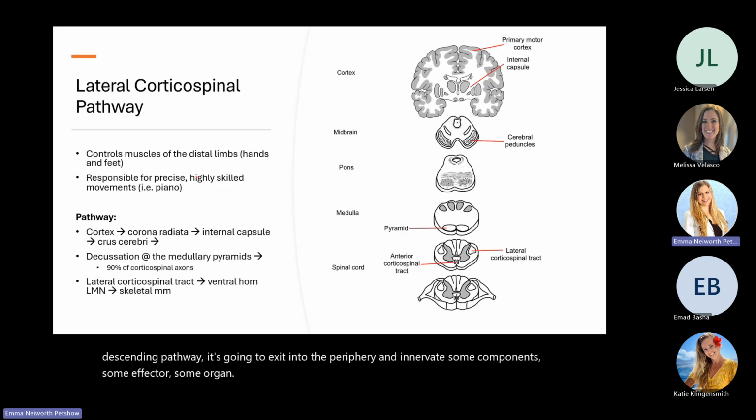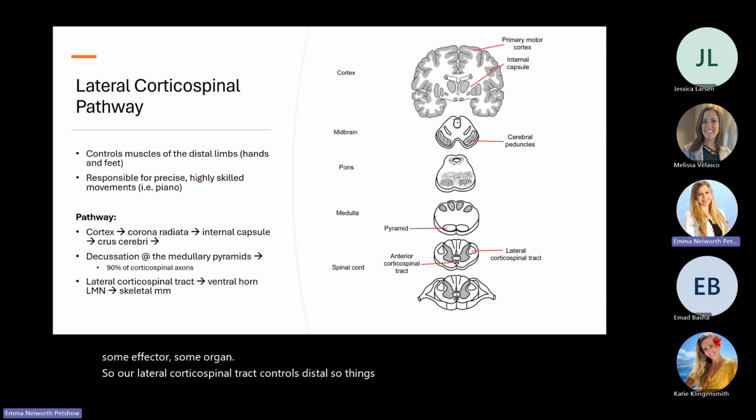So our lateral corticospinal tract controls distal, so things further away, limb muscles, especially ones involved in fine skilled movements, writing, playing the piano. Playing the piano is the classic combo for the lateral corticospinal pathway. This pathway starts in the motor cortex, goes through the corona radiata, passes through the internal capsule, then it's going to move down through the crus cerebri. It's going to decussate all the way down here at the medulla.